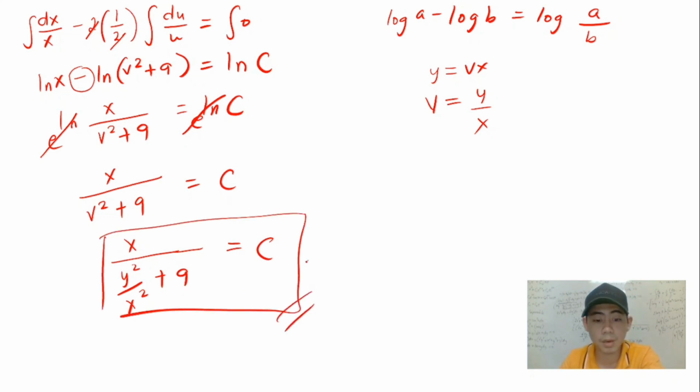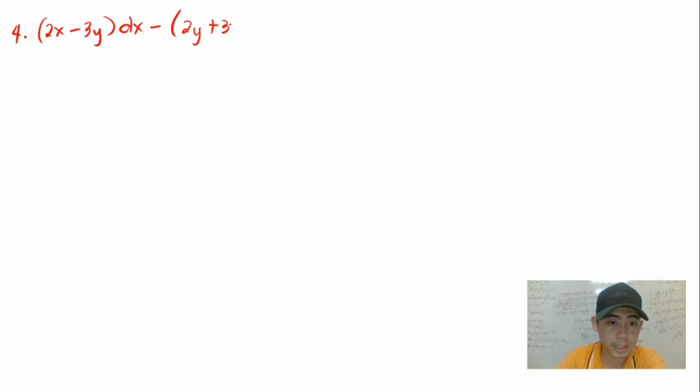So, pwede na yan, mga lodi. Huwag na nating masyadong laruin yung answer natin. Baka magkamali pa tayo, mga lodi. Okay? So, again, proceed tayo sa last example natin. Okay? So, number 4, if you have 2x minus 3y, mga lods, dx minus 2y plus 3x, mga lodi, times dy is equals to 0, mga lodi. Okay?